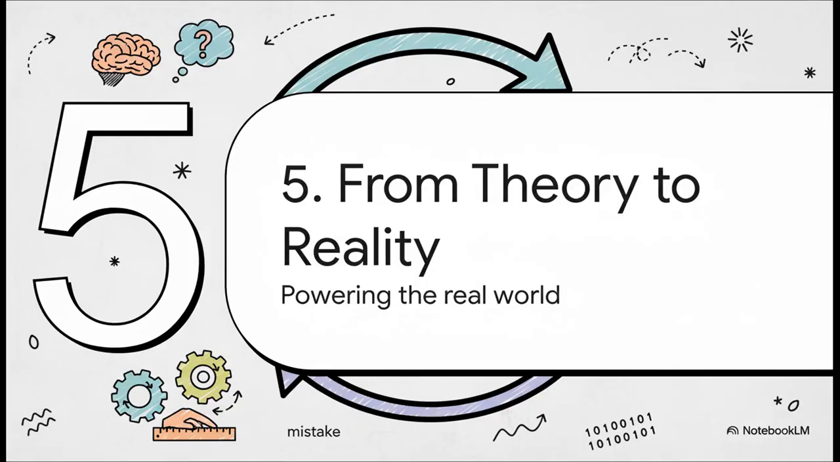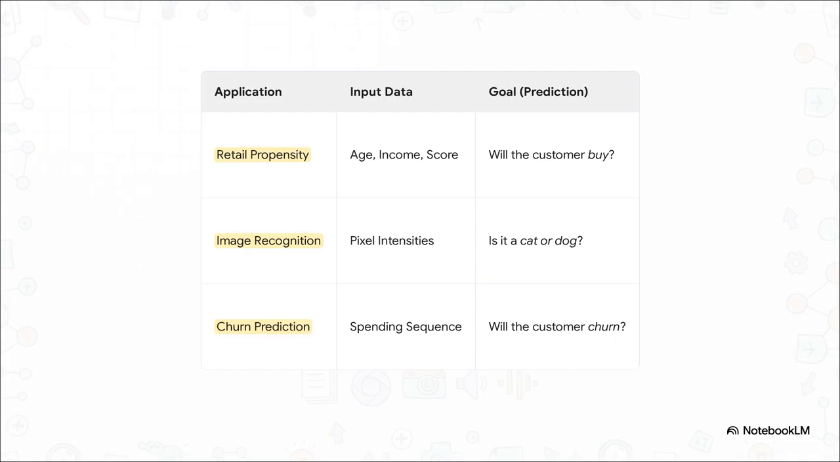Okay, so let's bring this all down to earth. Because this loop we've been talking about, guess, check, adjust, repeat, this is the engine that powers pretty much all the AI you interact with every single day. Just look at how this plays out in the real world. For a retail company, the study material might be your age and income, and the test is predicting if you'll buy something. For image recognition, the study material is pixels, and the test is telling a cat from a dog. For a business, it's spending history, and the test is predicting if a customer is going to leave. The details change, but the learning loop, it's always the same.